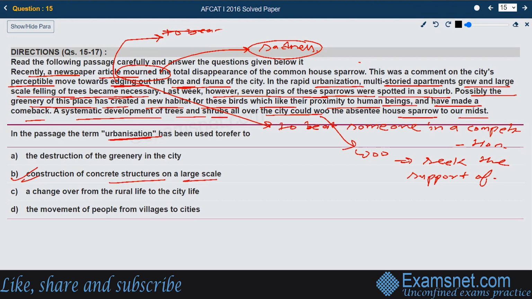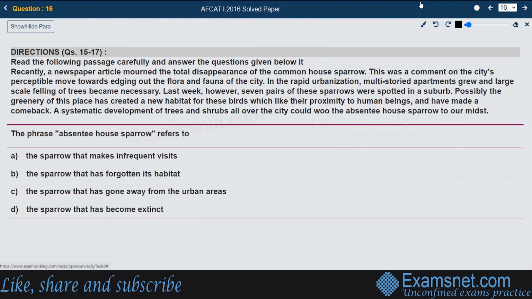Construction of concrete structures on a large scale. That is what urbanization means. Now, the second question is the phrase absentee house sparrow refers to, and the right answer is C, the sparrow that has gone away from the urban areas. Absentee means somebody who is absent, who is not present. Absentee house sparrow is clearly related to the house sparrow not being present. Option C describes the same situation, the sparrow that has gone away from the urban area. So that is the right answer.